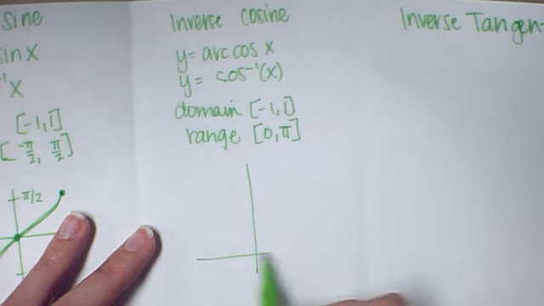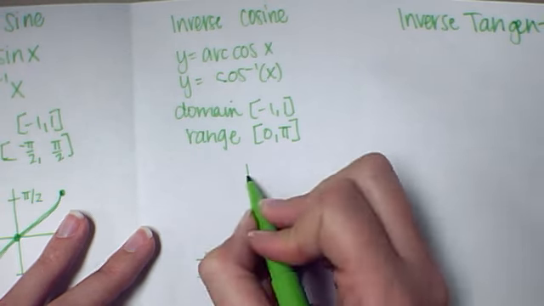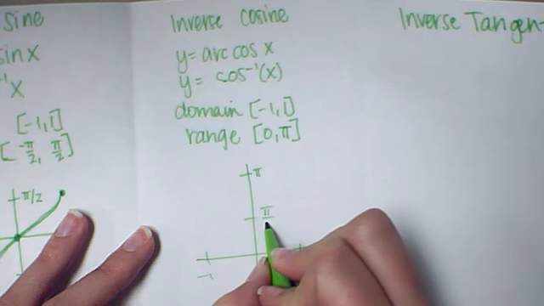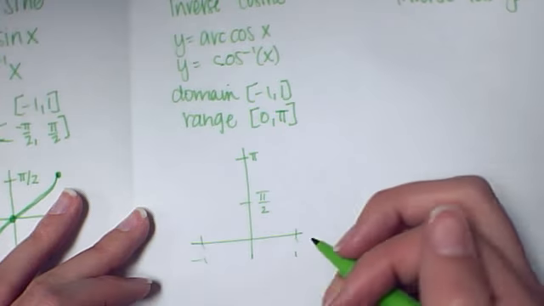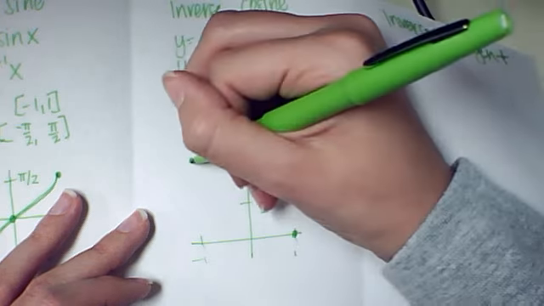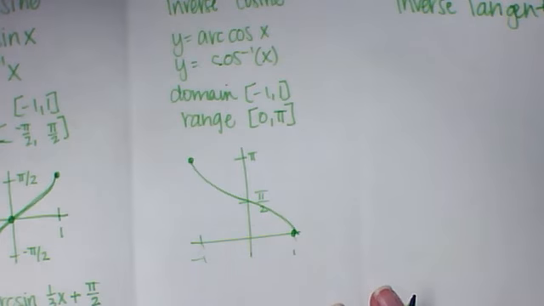And so if I draw my graph, I want to go from -1 to 1 on my x-axis. I want to go from 0 to pi on my y-axis. Halfway in between that, of course, is pi/2. And if I look, I will start at -1 and 1. And halfway in between, I will go through. And I kind of want a curve shape when I do that.